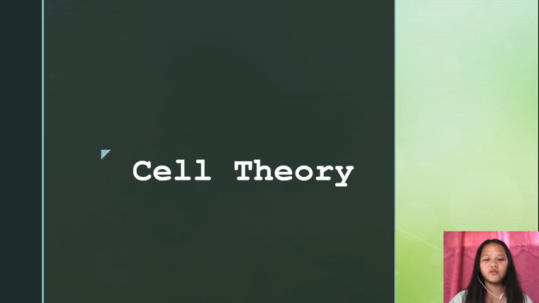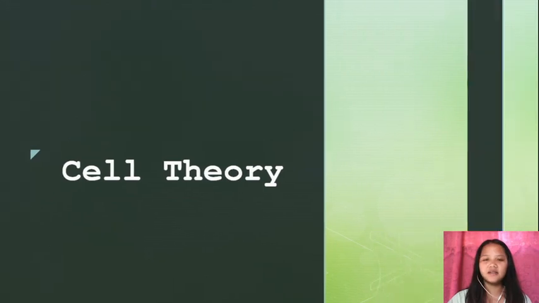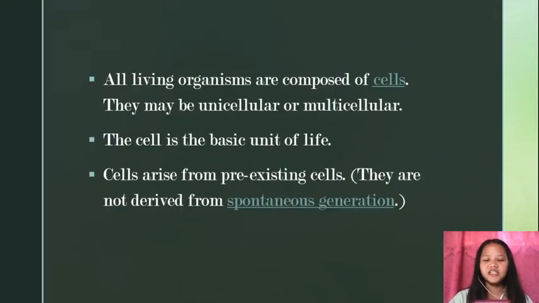Cell theory is one of the basic principles of biology. Credit for the formulation of this theory is given to German scientists Theodor Schwann, Matthias Schleiden, and Rudolf Virchow. The cell theory states that all living organisms are composed of cells. They may be single-celled, which is unicellular, or many-celled, which is multicellular, and the cell is the basic unit of life. And last, cells arise from pre-existing cells.